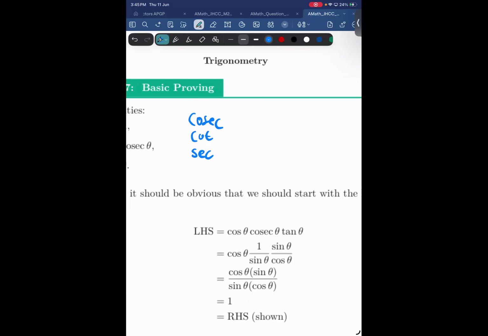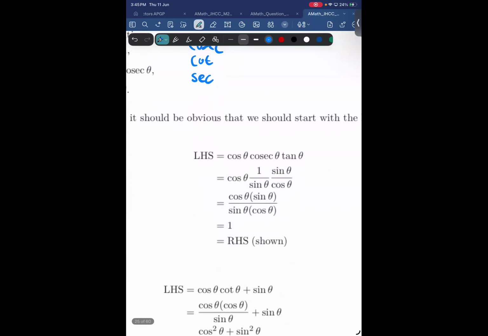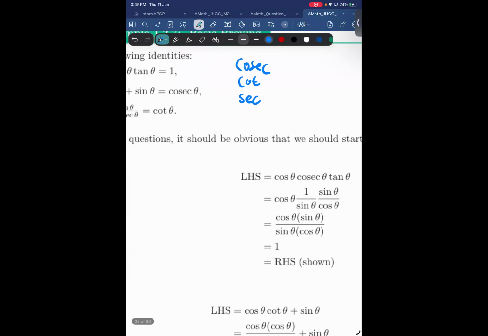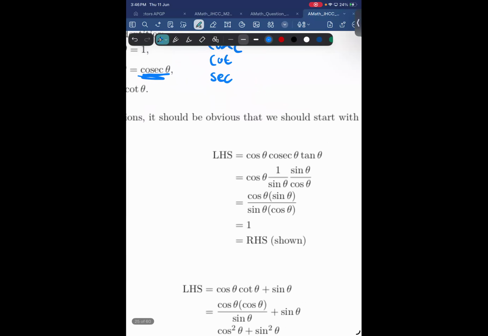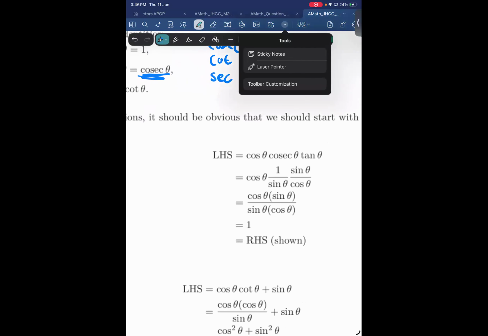This one is easy. What about part B? Part B: cosine theta cotangent theta plus sine theta equals cosecant theta. Hopefully you can see that because the left side has cosine and cotangent together, you should write the cotangent as cosine over sine. Cotangent is 1 over tangent, which means it's cosine over sine. So we start with the left side again. Cosine theta cotangent theta is cosine times cosine over sine. Notice the right side has only one term, so the left side you should also make into only one term, to try and simplify.